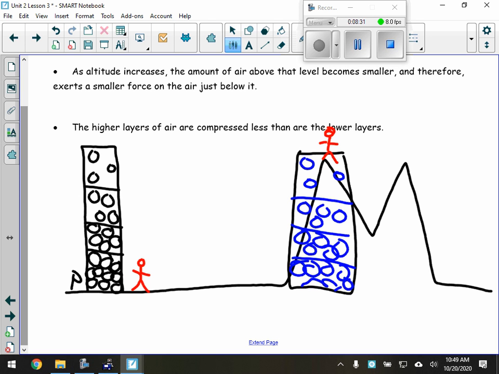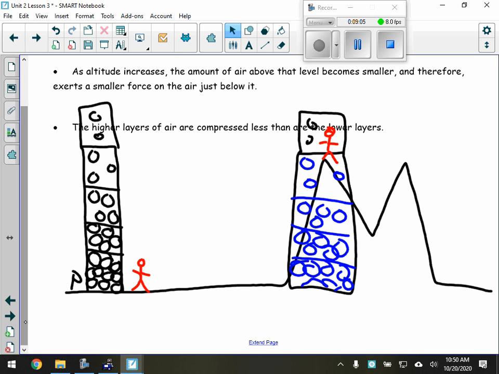he's probably sad. Why is he sad up there? Well, there's less, right? It's compressed less as well. That's the key here. It's compressed less. It's not necessarily that there's less of it. It's just not tightly packed together.